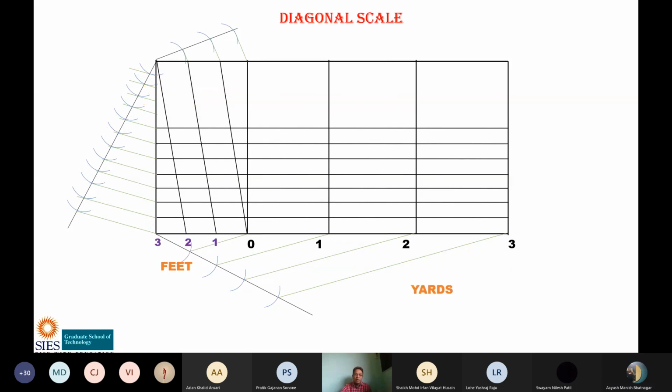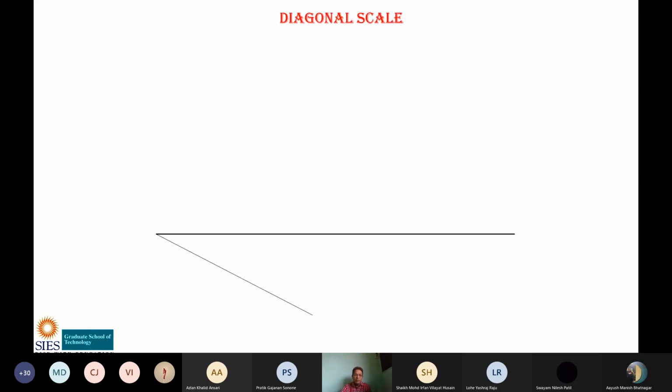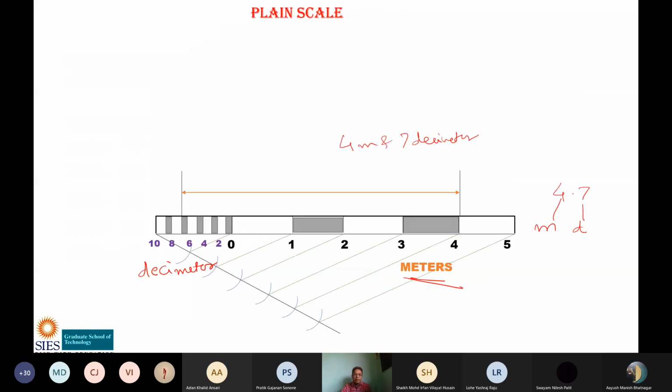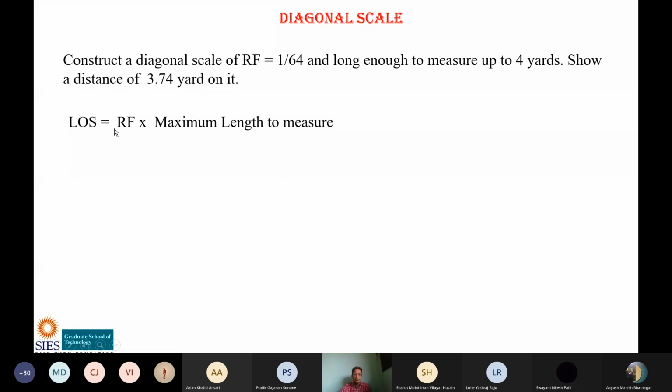I will show this procedure again for diagonal scale. So if someone has missed it, you can go through it. The first step here is to find the length of scale, and that is found by using the formula RF into maximum length to be measured. And RF is 1 by 64, maximum length to measure is 4 yard.